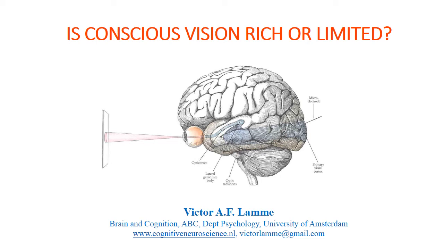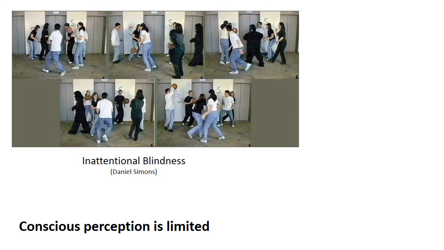Is conscious vision rich or limited? Intuitively, we may think that we see everything that is in front of our eyes. There have been some striking findings, however, that seem to challenge this view. You probably all know about that gorilla that you don't see, or other demonstrations of inattentional blindness. When you focus your attention on something, everything outside the focus of your attention seems to escape you.